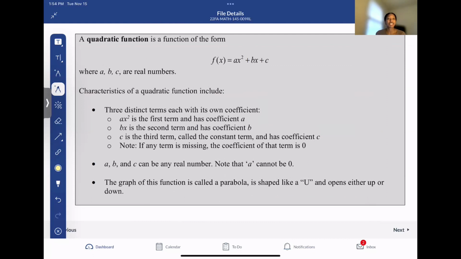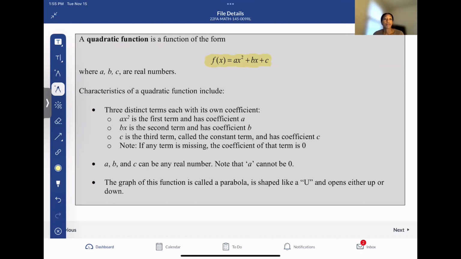A quadratic function is of the form f of x equals ax squared plus bx plus c, where a, b, and c are real numbers. Well, a can't be equal to 0, but b and c can be equal to anything. A can be any real number except 0. So basically, we call it a polynomial where the highest power of x is 2. So x squared is the highest power.